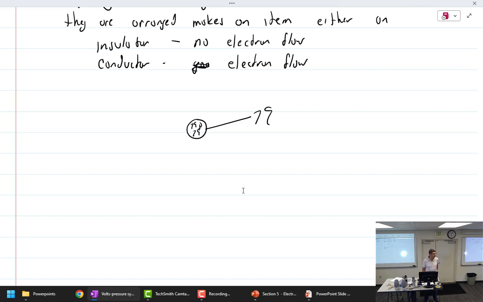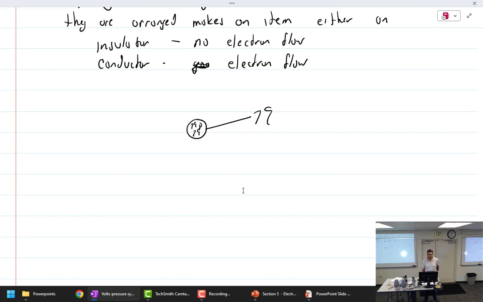Somebody say 78. All right, good. 79. So 79 protons, 79 neutrons. Therefore, how many electrons? 79. All right. So when electrons orbit about, what is it called where they orbit?